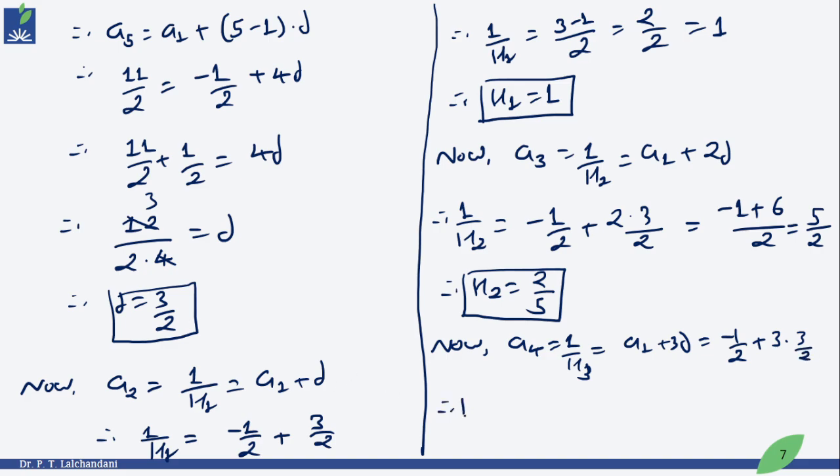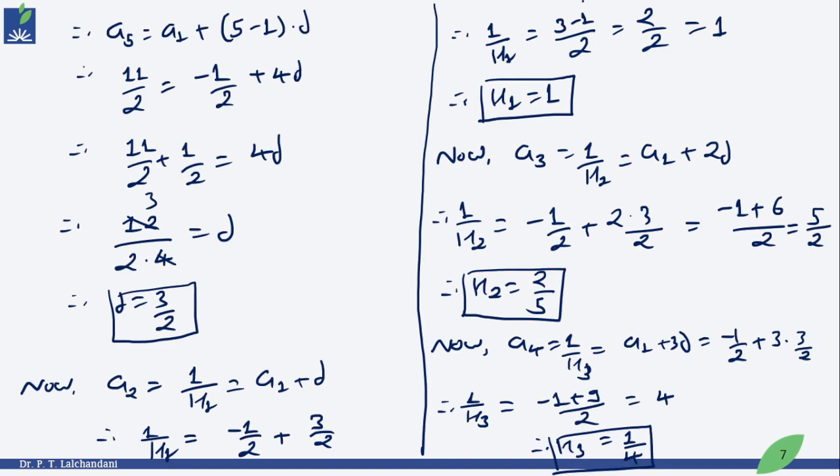So therefore 1 upon h3 is equal to, again denominator is same, so we can directly add the numerator, minus 1 plus 3 into 3, that is 9 divided by 2. 9 minus 1, that is 8. 8 divided by 2, that is 4. This is the value of 1 upon h3. So h3 will be reciprocal of 4, that is 1 by 4. Right? So you can observe that we have already found the values of h1, h2 and h3.